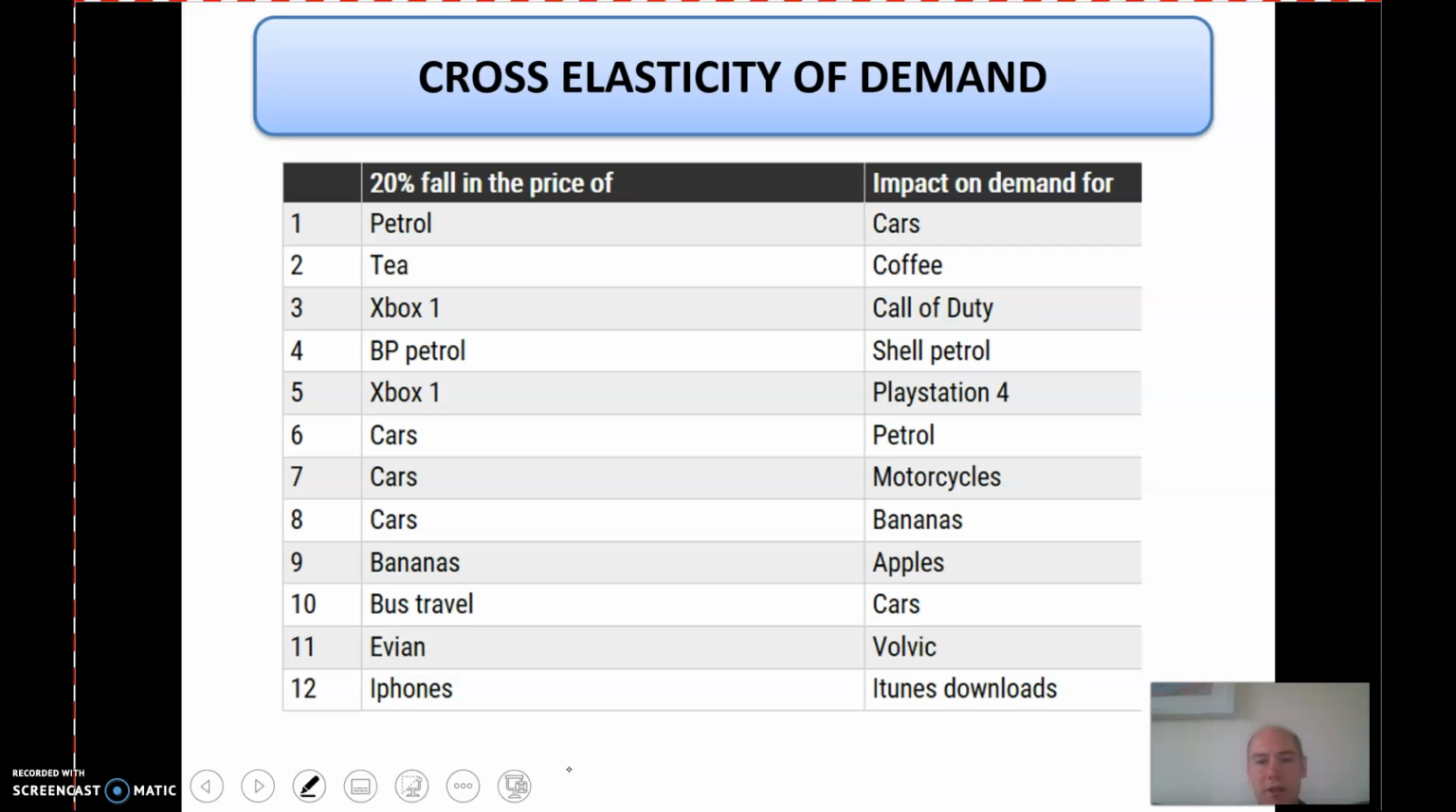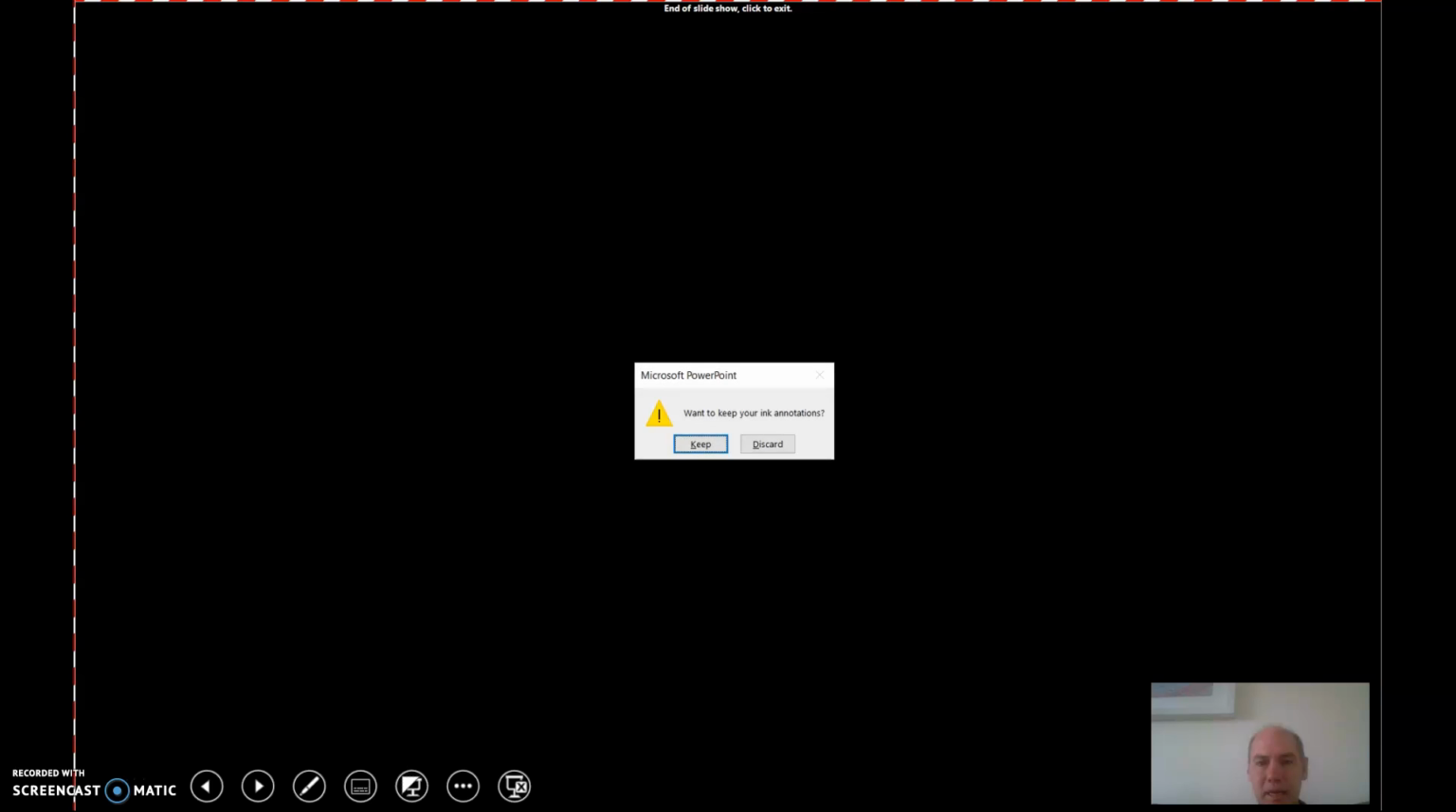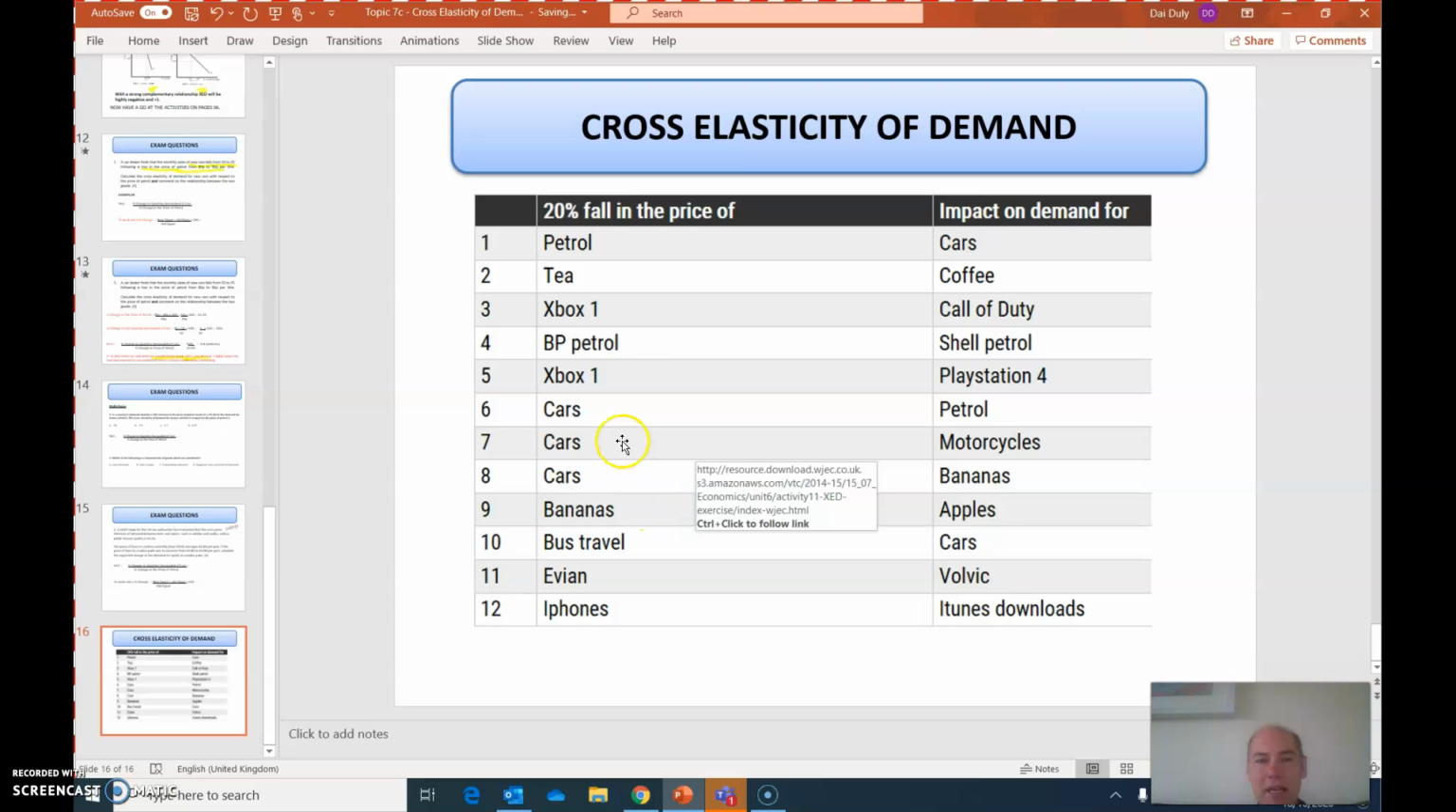Okay, just pushing on. If we have time, we will have a quick go at this. If not, you can do this in your own time. So if there's a 20% fall in the price of all those goods in column 2, what would be the impact on demand for all the goods in column 3? Have a quick go at that now. And that is the end of the topic.